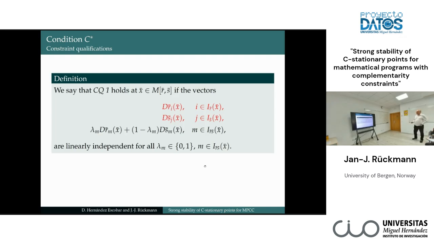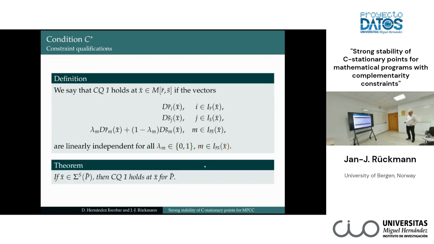And we see now it looks very similar to the definition of CMFCQ, but there's one big difference. Here we say only lambda m is 0 or lambda m is 1. In the Mangasarian-Fromovitz constraint qualification, we say for all lambdas varying from 0 to 1, the corresponding set is linearly independent. Here we only say Rm or Sm. Okay.